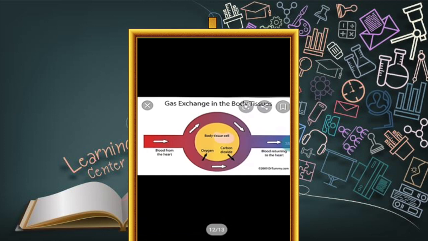Another two topics are in this concept. One is the transportation of gases, and then cellular respiration. These are some of the most important topics here.